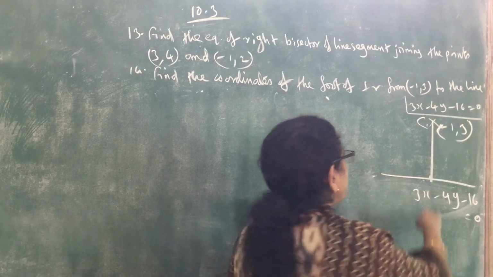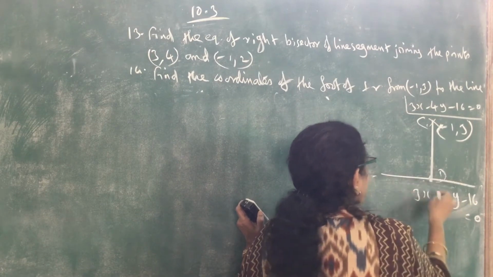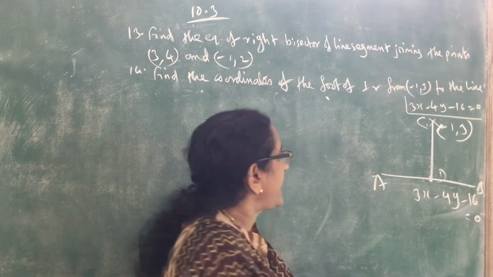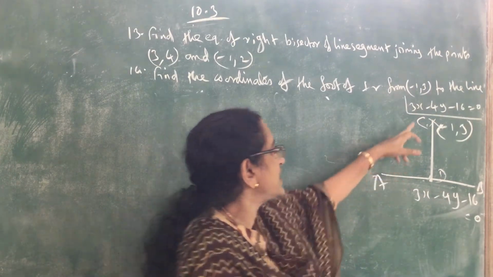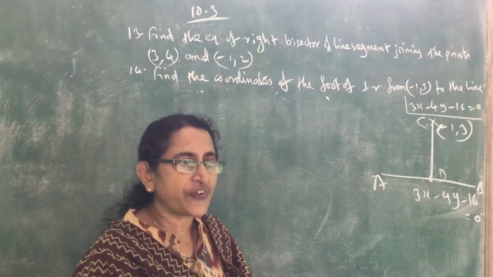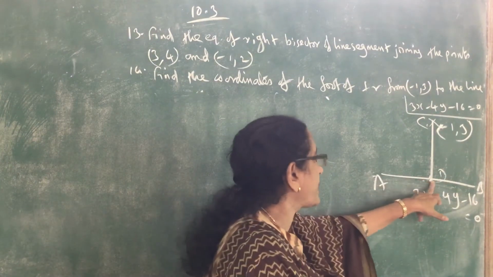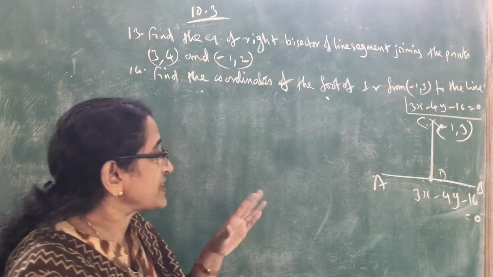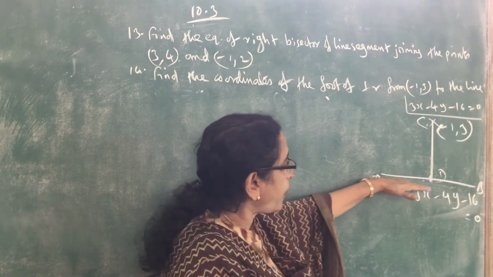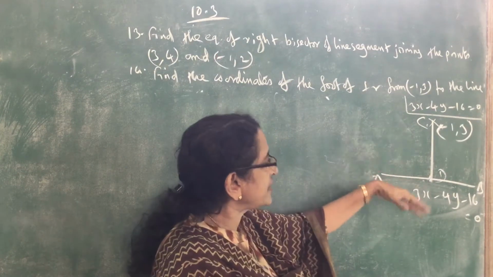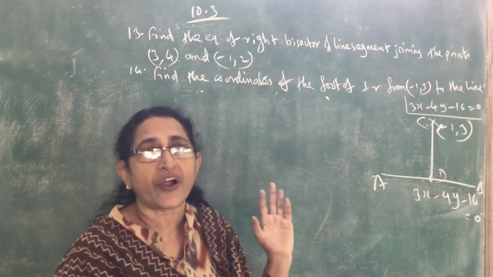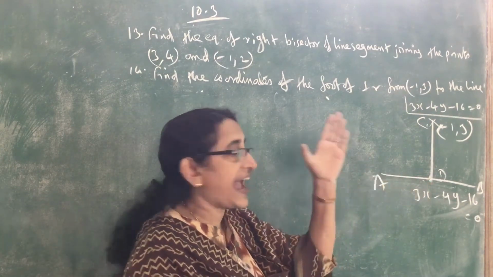Suppose we name this line as AB and CD is the perpendicular from C to AB. Then D is the foot of the perpendicular. So we want to find the coordinates of the foot of the perpendicular. For that, first we have to find the equation of CD. The equation of AB is already given. So the coordinates of D are the point of intersection of AB and CD.